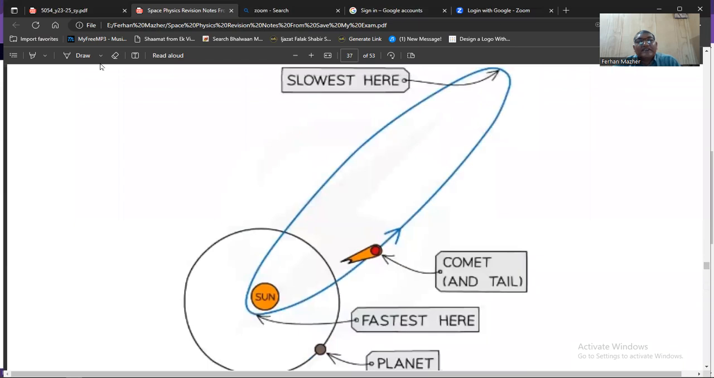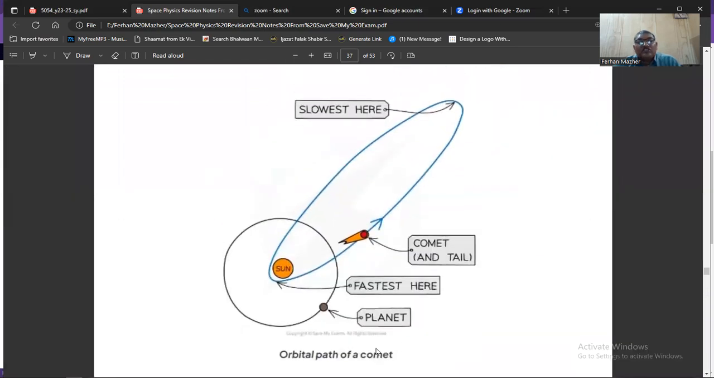Okay, so you can see this shape. This is the orbital path of a comet. This is called elliptical, and this point is called the focus of the ellipse. So the sun is at one of the foci of this elliptical orbit. When the comet is near the sun, it becomes fastest. When the comet is furthest from the sun, its speed becomes slowest. When the comet comes near the sun, its ice melts, and that's why it makes a tail. And so this is the orbital path of a comet.